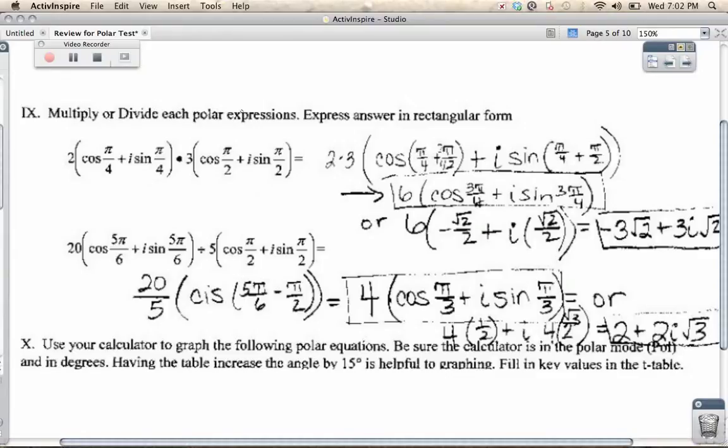All right, so for number 9, we're going to multiply or divide the polar expressions. And again, these are just a formula that you need to memorize. So when you multiply two complex numbers, you multiply the r values, which in this case are 2 and 3, and then I take the theta values and add them together.